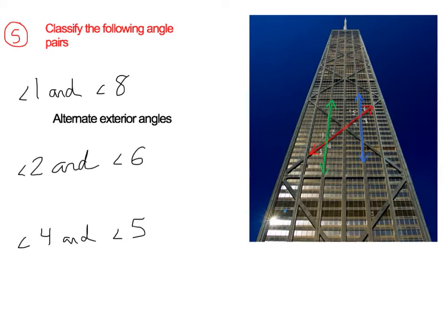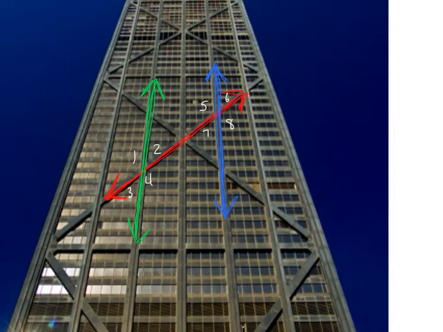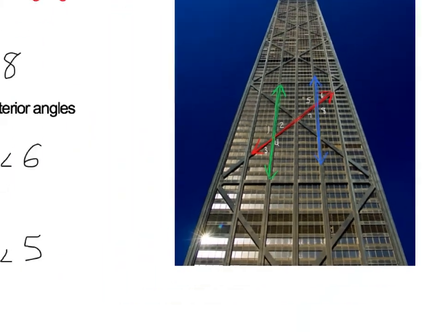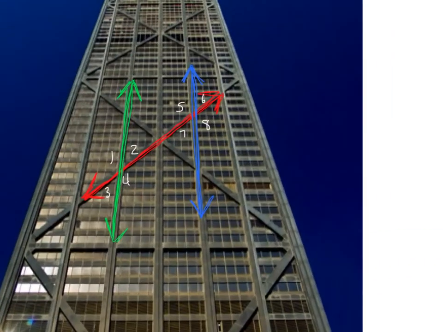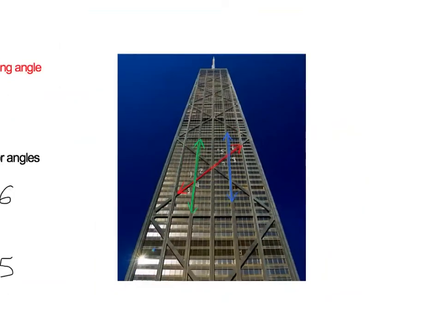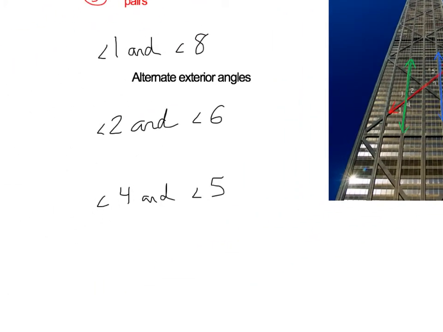So now let's talk about angles 2 and 6. Angle 2 is there and 6 is there. One's on the inside, in between these two lines, and the other one's on the outside. So one's inside, one's outside, so I know it's not interior or exterior. But they are corresponding angles. And why is that? Because they're in the same relative position to the transversal. 2 is to the top right of the transversal, and 6 is also to the top right of the transversal. So we call them corresponding angles, C-O-R-R-E-S-P-O-N-D-I-N-G angles.